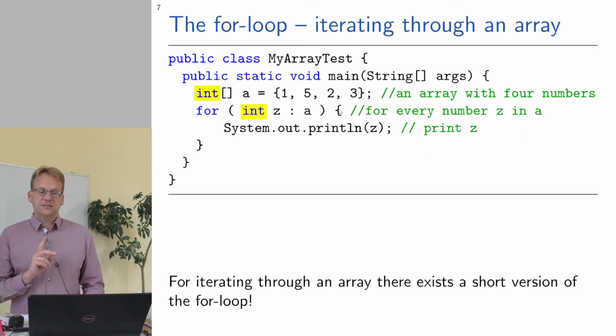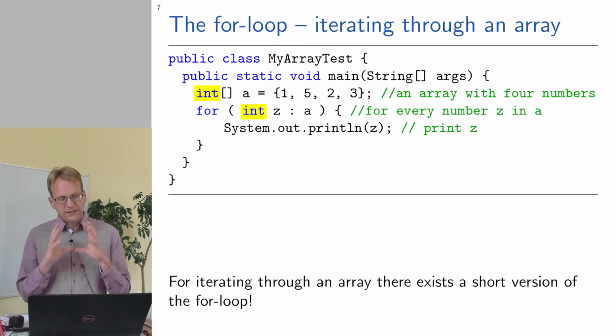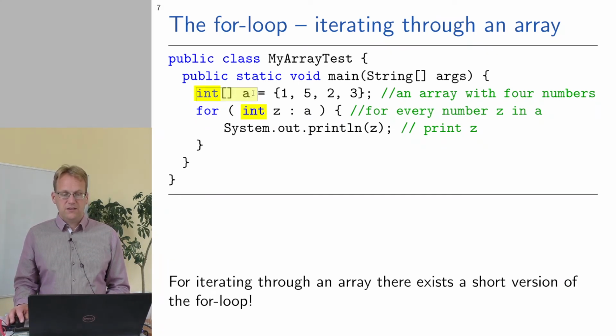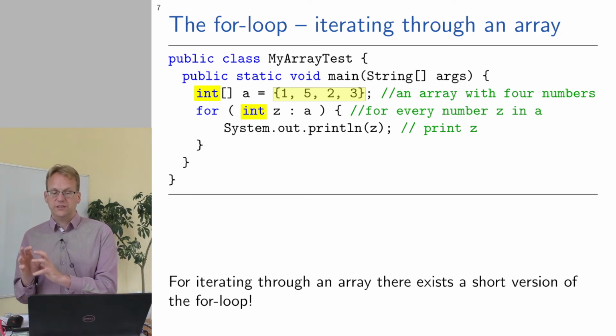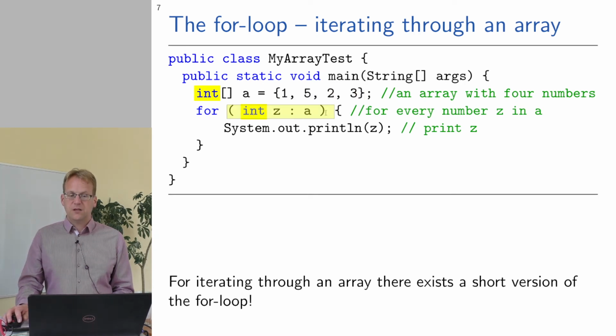So now let's get to the second form of the for loop, which I would like to introduce on this slide. It is in particular useful for iterating over all the elements within an array. So what we are doing here, basically, we have an array a of type int. We instantiate this array with these 4 numbers in these curly brackets, 1, 5, 2, 3. And now you see this for loop, it has a completely different form. It does not contain any semicolon.